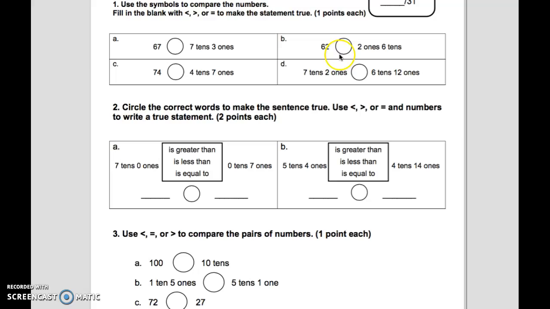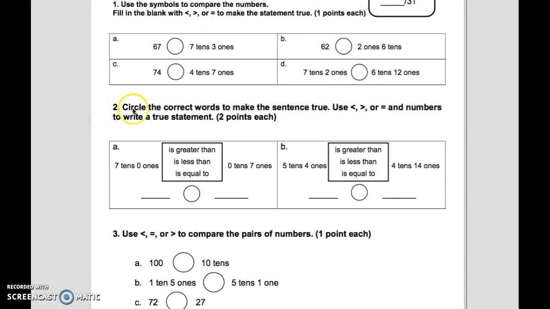B. 62 is blank to 2 ones and 6 tens. Again, use one of these 3 symbols to fill in that circle. C. 74 is blank to 4 tens, 7 ones. Fill your symbol in the circle. D. 7 tens, 2 ones is blank to 6 tens, 12 ones. Fill your symbol from one of these 3 in that circle.